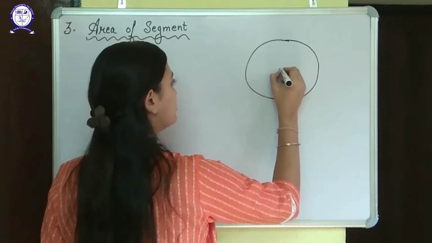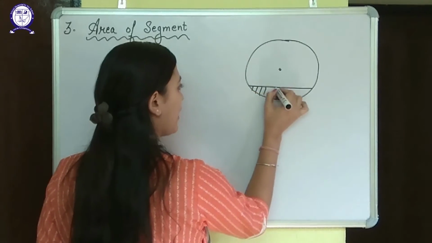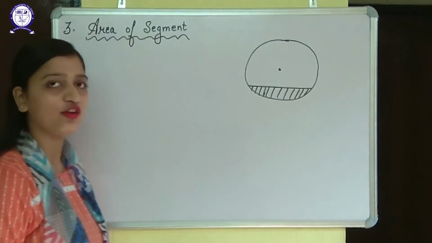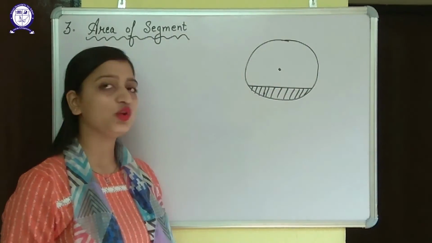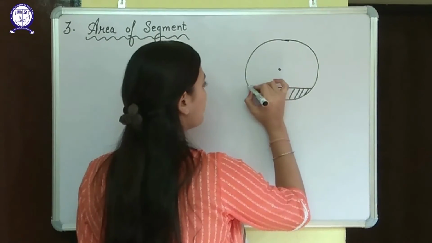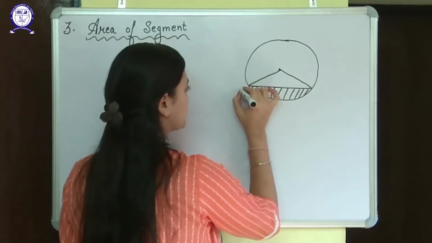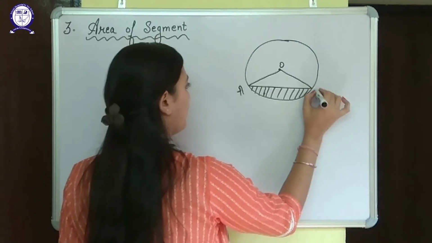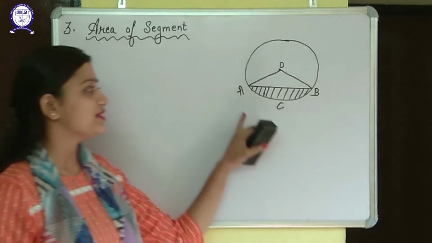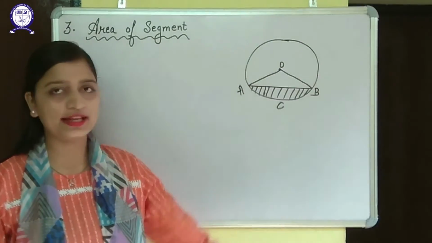This is the center. And if I make a chord, this portion is my minor segment, and we need to find the area of this portion. There is only one way of finding this. We will join these points, A, O, B, C. AB is a chord, ACB is an arc, and we have joined the center with A and B.